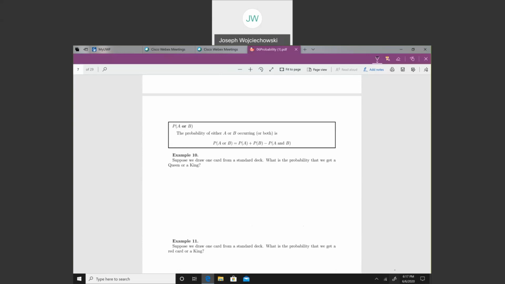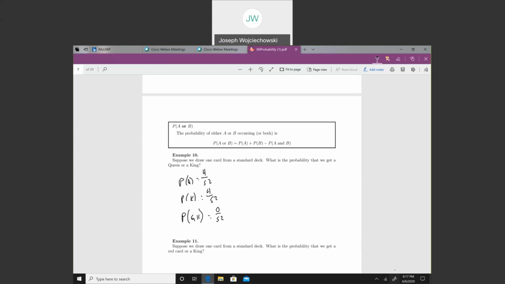Well, the probability of getting a queen is simply 4 out of 52. The probability of getting a king is simply 4 out of 52. What is the probability of getting a queen and a king? Now, this is a little tricky here. We're only picking one card, so there's no way it can be a queen and a king. So that is 0 over 52.